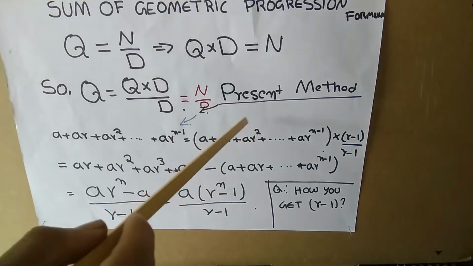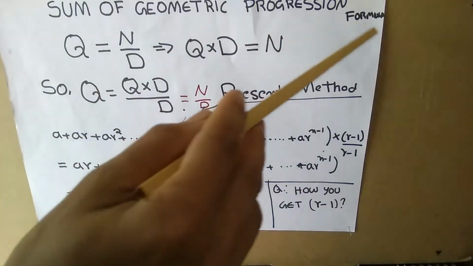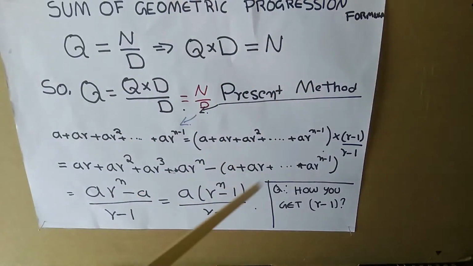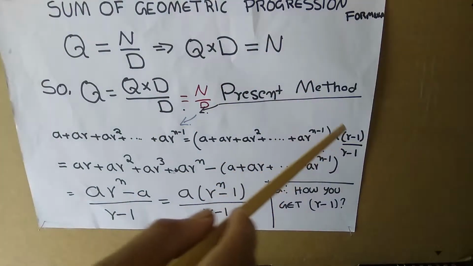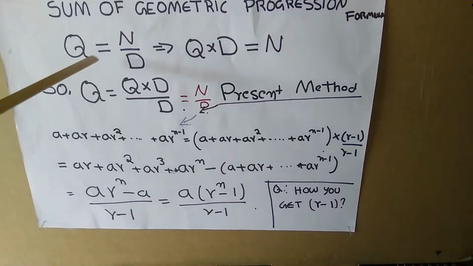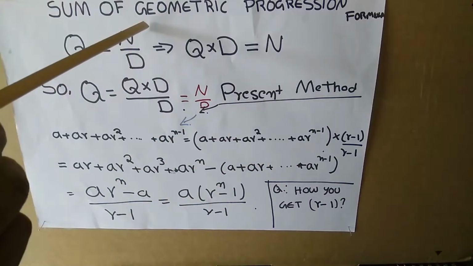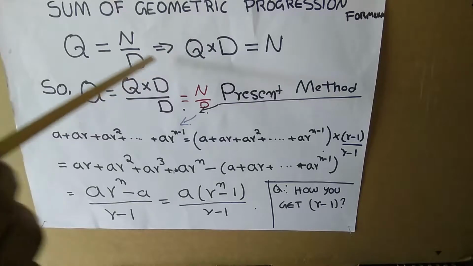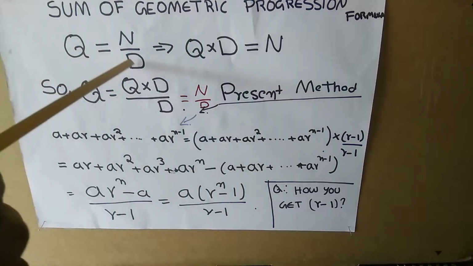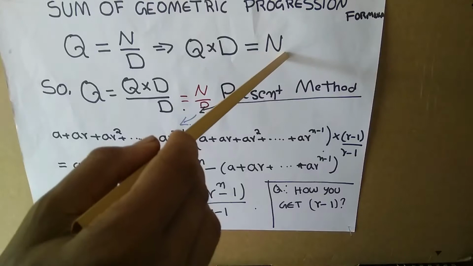In the present method, the sum of geometric progression formula derivation starts by multiplying the denominator part of the answer to the question. Here is the trick. Normally, questions contain the answer as numerator and denominator. So if you multiply the question by the denominator, you will get the numerator.